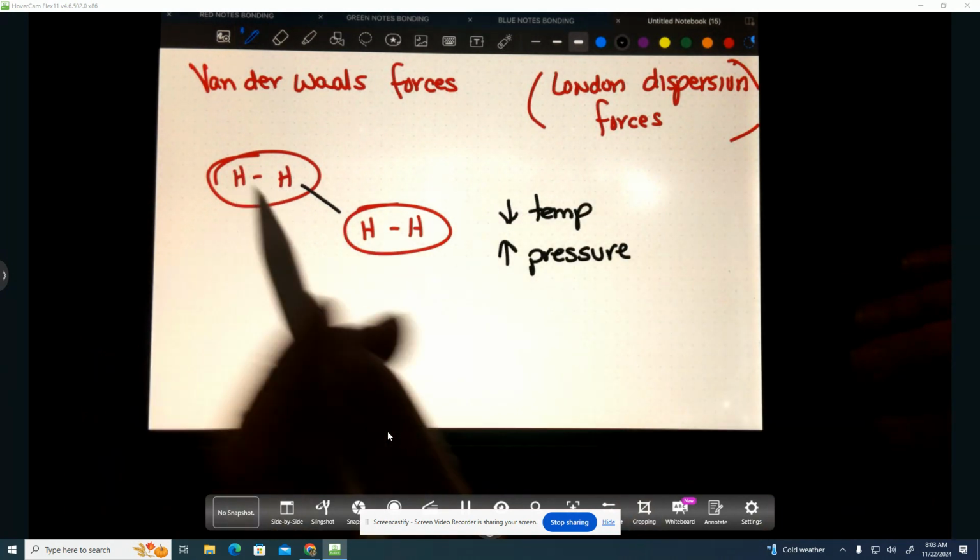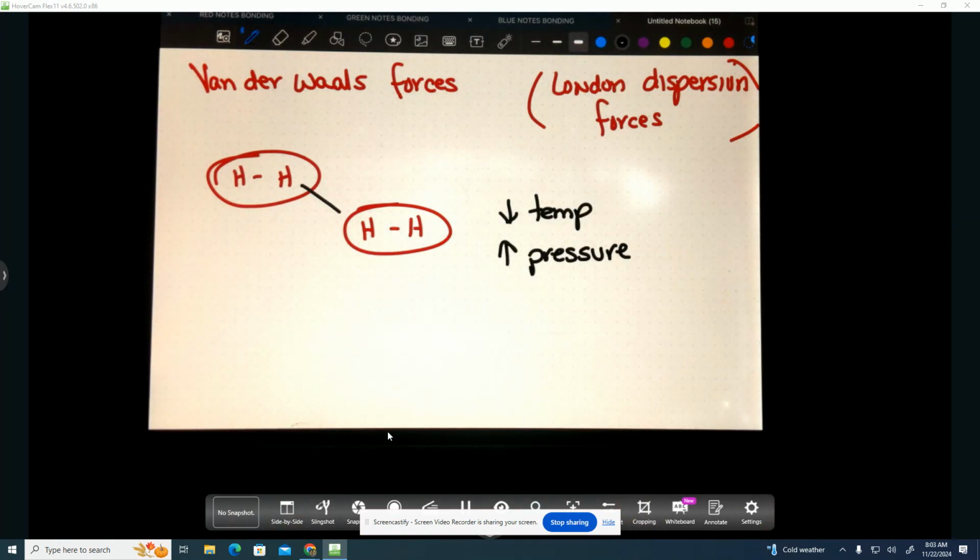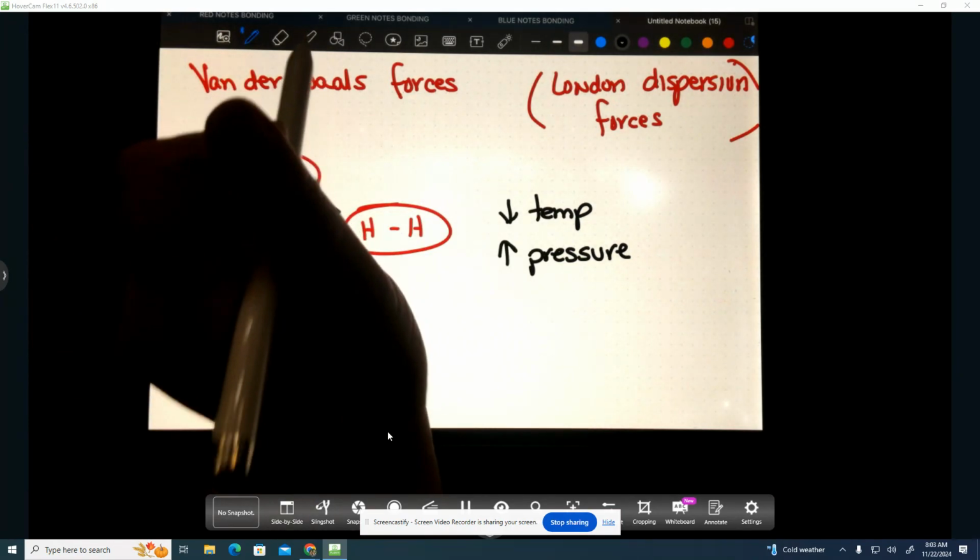If we get it cold, the molecules stop moving as quickly. Think of it this way, right? If I put you guys in a freezer, what's going to happen? You're going to get hypothermia. You're going to get cold. You're going to stop moving as quickly. You're going to go like this. And then you might snuggle up to one another to keep yourself warm.